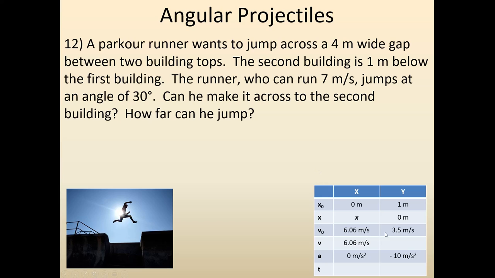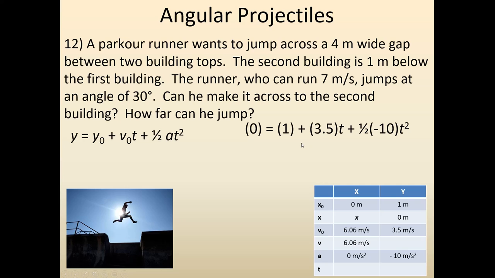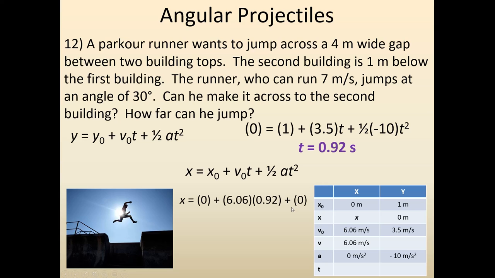So from here, again, we're trying to find this position in the x. We don't have the time, so we're going to use the y side to find the time. Plug the numbers in and get that he's in the air for 0.92 seconds. Once I have that, that's going to be true in the x side, so I can use the equation a second time. Plug my numbers in, and I end up getting that he lands 5.58 meters away.